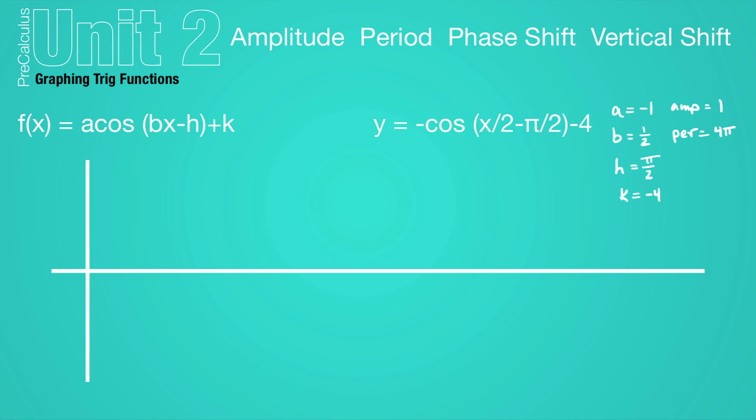The period is going to be 2 pi divided by our 1/2 here. If we write that down up top, we'll see that we're going to multiply by that reciprocal. So 2 times 2 obviously gives me just the 4 pi. The phase shift is h divided by b. Remember this one is always the opposite of the sign here. So we had a -pi/2, so this is positive.